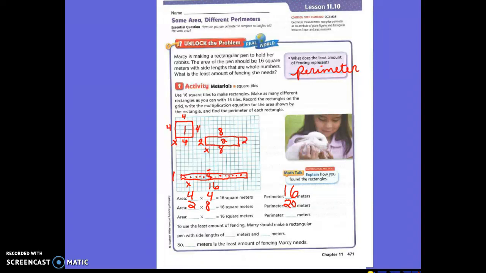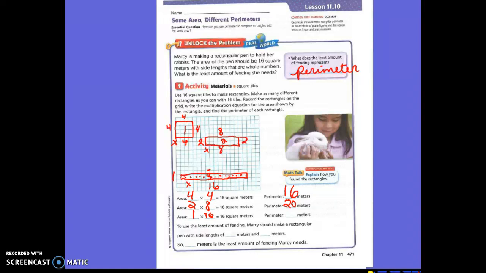Okay, now rectangle number 3. We're doing the area. Area means what? Multiply the length and the width. What is the length for area number 3? Jacob, what's the length? Yes, the length is 1. Eli, what's the width? 16. 1 times 16 is 16, right?